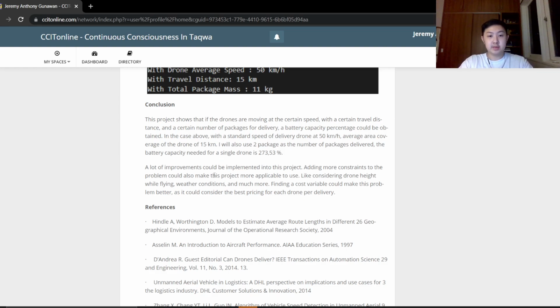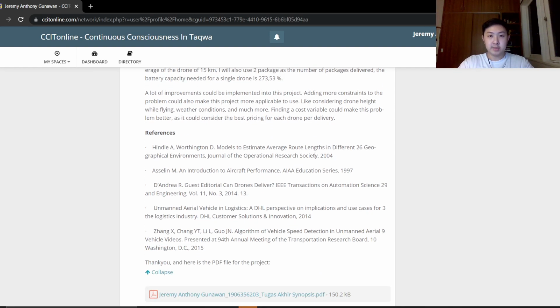And a lot of improvements could be implemented into this project, like adding more constraints to make it more accurate. Let's say the drone flying height, drone conditions, drone rules of flying, like it has to be under 400 or 500 feet in Indonesia, and it could lead to very expensive items, or expensive battery or propeller or parts of the drone that could be expensive.